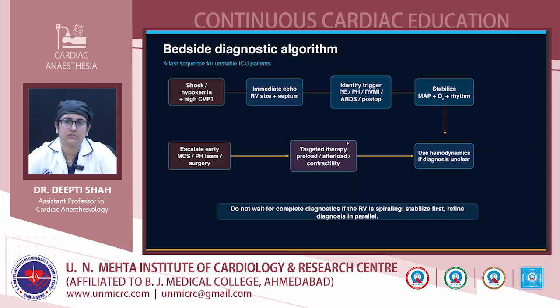However, despite targeted therapy towards preload, afterload and contractility, if we are unable to improve RV function, then where do we go? We go towards escalating early to a mechanical circulatory support system or towards surgery. We do not need to wait for a complete diagnosis if the RV is spiraling. We need to first stabilize the patient.